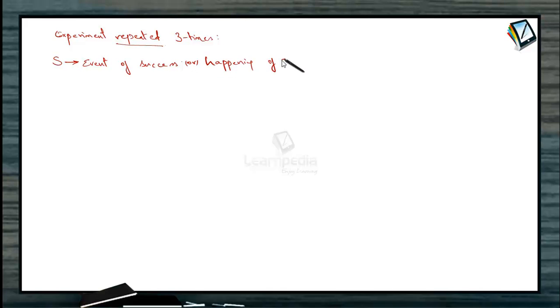Now let's consider an experiment we repeat, say 3 times, under similar conditions. In this experiment, we'll denote S as the event of success. Success is nothing but the happening of an event A for which we wanted to evaluate the probability. So this event S is the success, the happening of the event A.